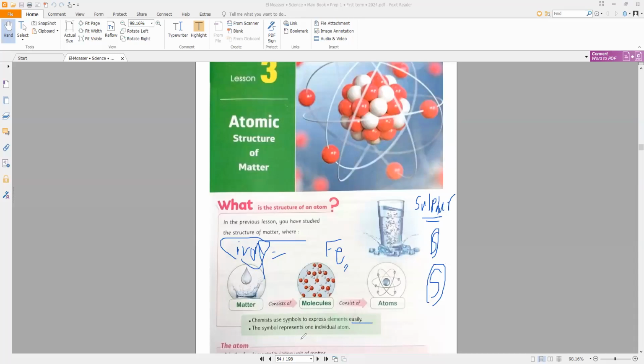The symbol represents one individual atom. If I write Fe, I know this is the symbol of iron, but it's the symbol of one atom of the iron. S, one atom of sulfur. Na, one atom of sodium, and etc. Okay, so today we will talk about the atomic structure of matter.